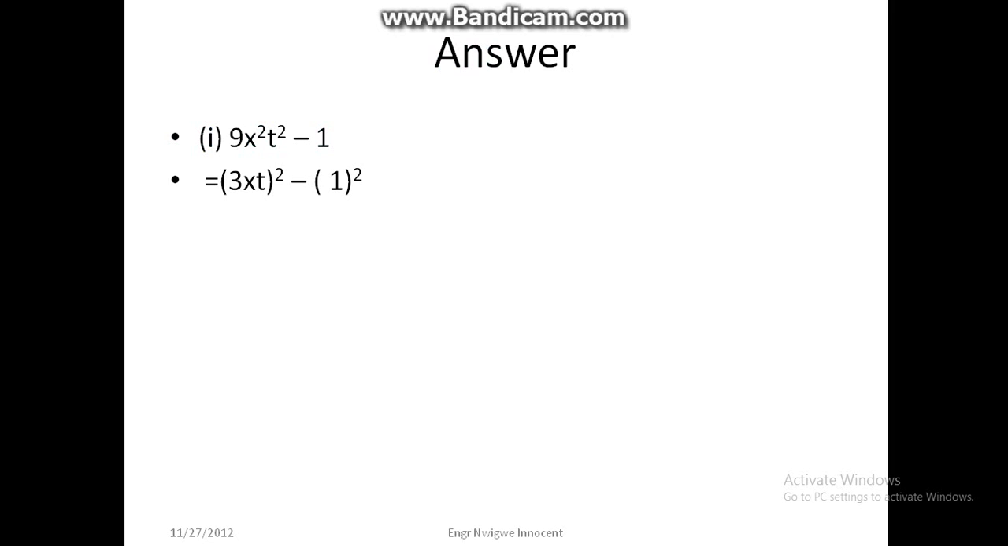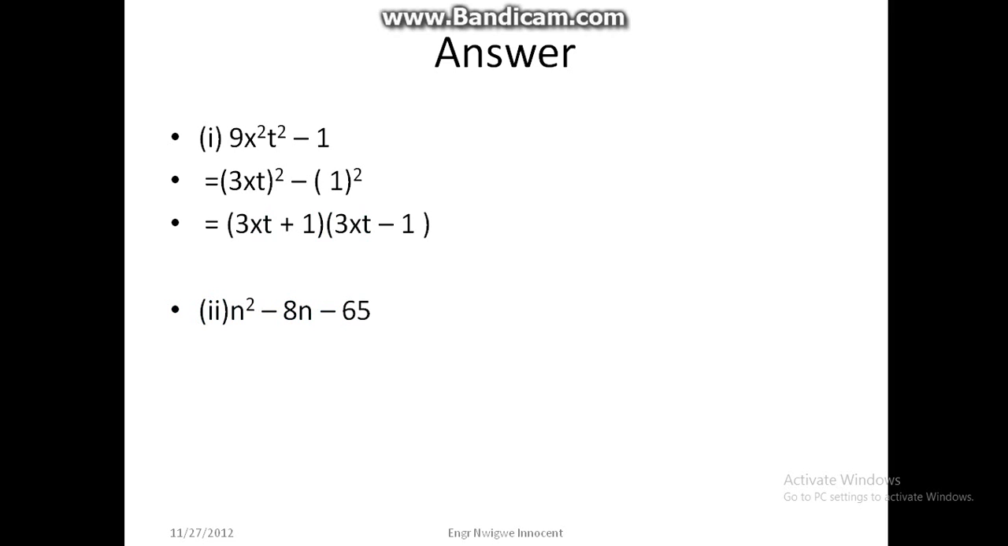So from using this method, a squared minus b squared is equal to a plus b, bracket a minus b. We will now be having 3st plus 1 in bracket, another opening bracket, 3st minus 1.